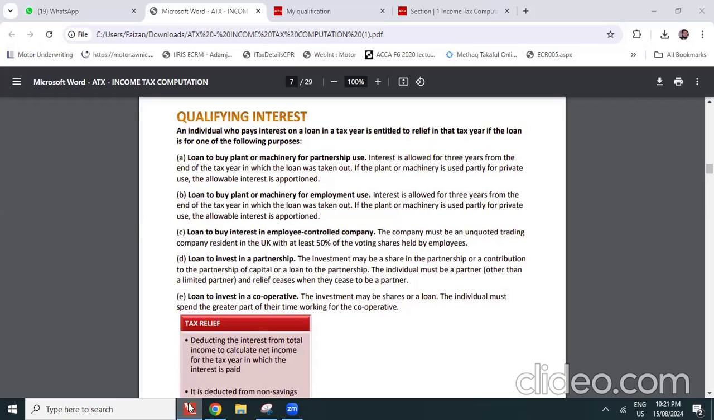Then if we took a loan, what is the purpose? The purpose is to buy some asset which we can use in our job. For example, our office is very far away from our home, and every day it's really difficult to reach the office.